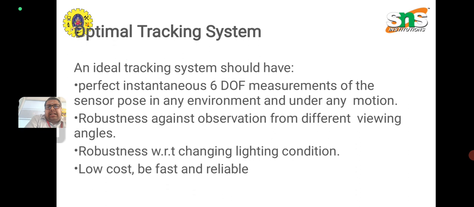That is, an ideal tracking system should have a perfect, instantaneous 6 DOF measurement of the sensor pose in any environment and under any motions. It needs robustness against observation from different viewing angles, and robustness against changing light conditions. It must be low cost, very fast, and very reliable.